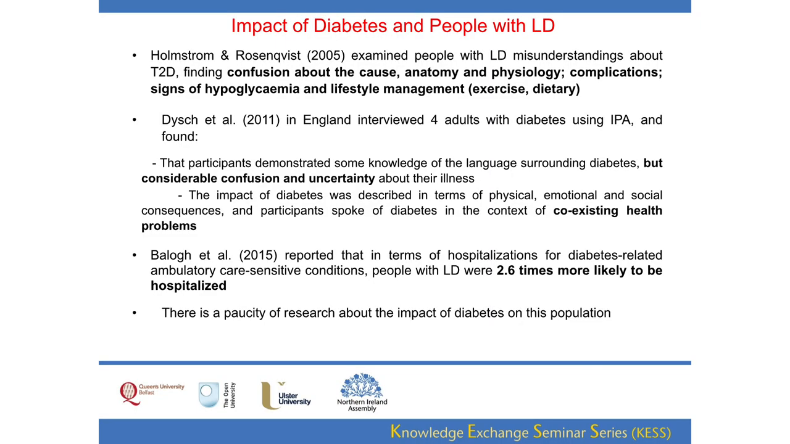What do we know about the impact? A number of studies have identified that people with learning disabilities have misunderstandings of what it is to have diabetes. They don't know much about the cause. They don't know much about the anatomy and physiology of diabetes. They don't understand the complications, the signs of hypoglycemia, or the lifestyle management strategies. Therefore, they have a greater dependency upon carers. These would be family carers and paid carers. Again, many of them may not be trained or understand diabetes.